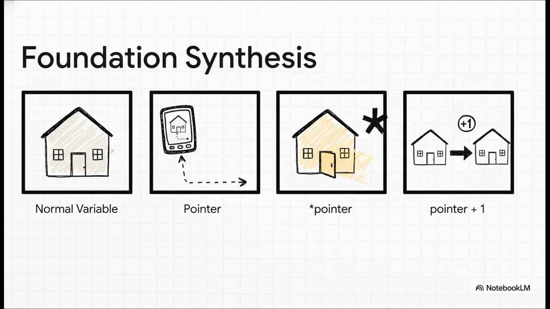All right, let's do a quick recap. A normal variable, that's the house itself. A pointer, that's your GPS map holding the address. Putting a star on that pointer, that's you opening the door and looking inside. And adding 1 to the pointer, that's just taking a walk to the very next house. Got it? This is the foundation for, well, everything else we're going to talk about.